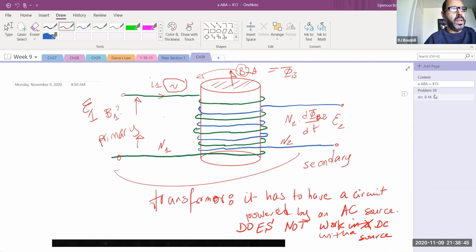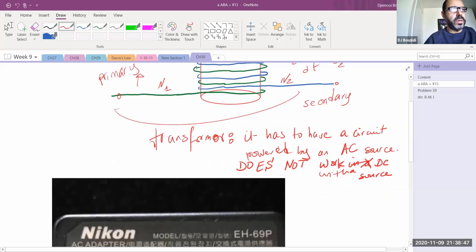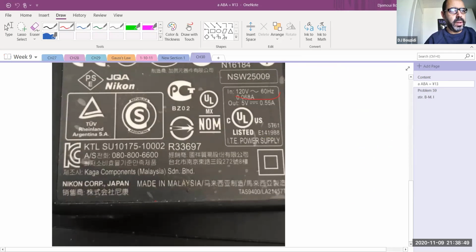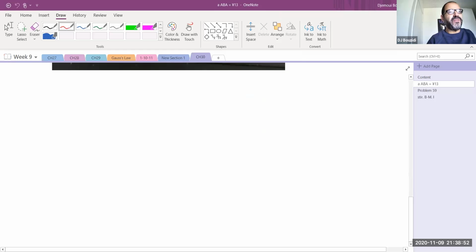So let me continue down. I'm going to define M, the mutual inductance.